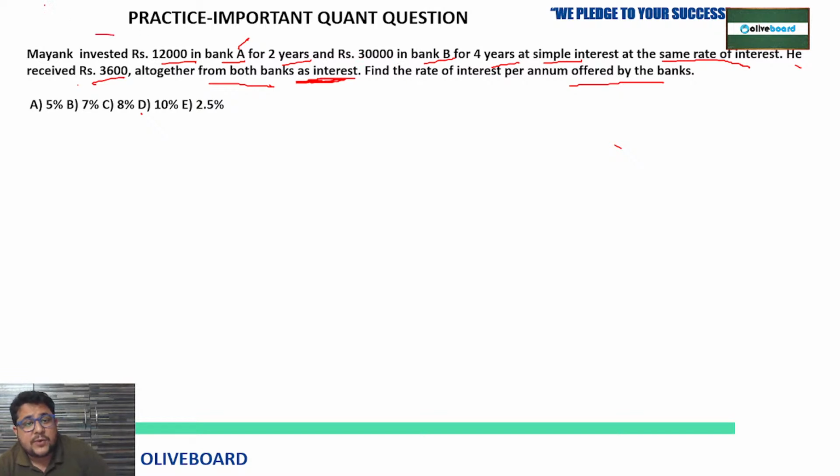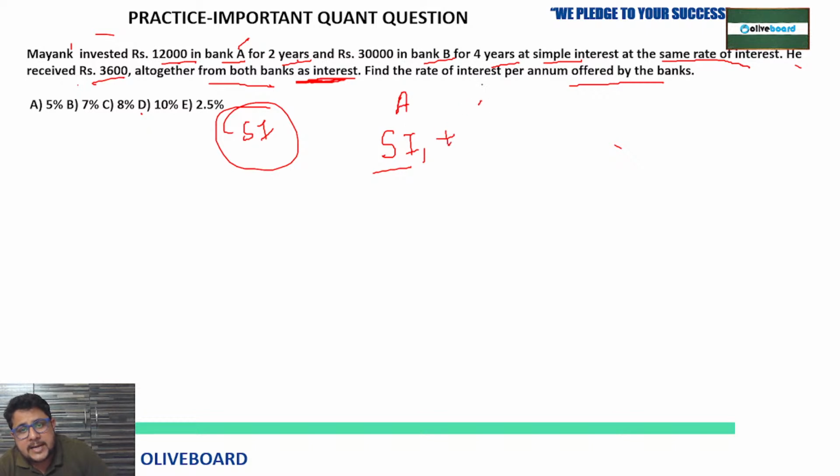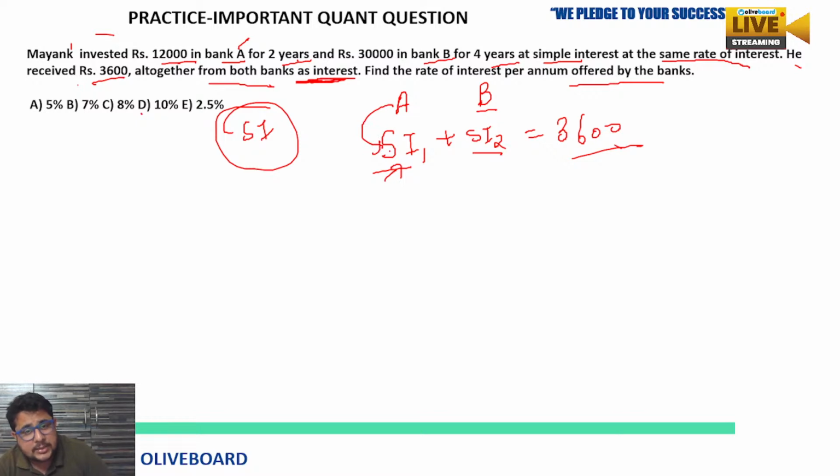See, first of all, we have to go through the detail. It is based on what? Simple interest chapter. So you must have knowledge about simple interest and percentage, so you can easily solve. Mayank invested rupees 12,000 in bank A for 2 years. So for calculating, the simple interest of bank A is SI1, and for bank B it is SI2. So the total we are getting is 3600. Are you getting my point now? The interest he got from bank A is SI1, and the interest he got from bank B is SI2.